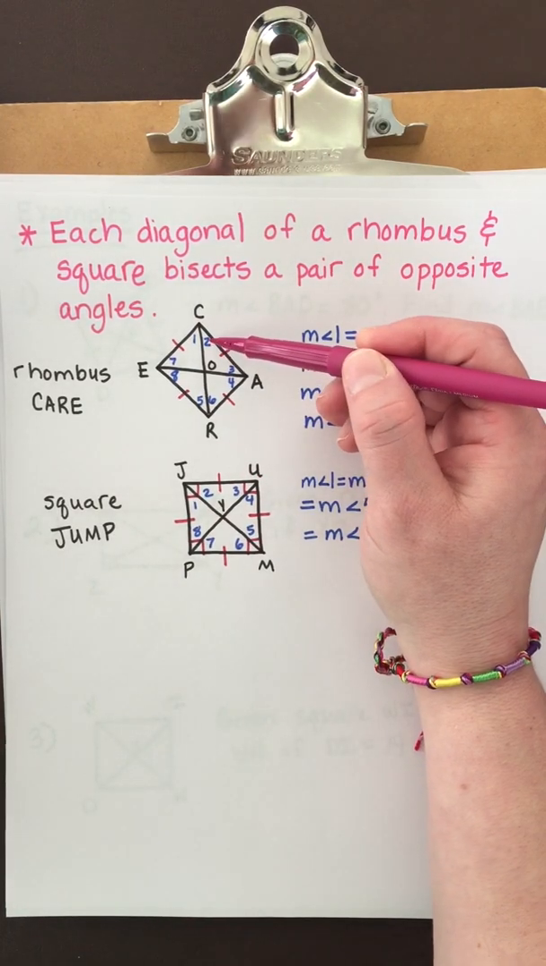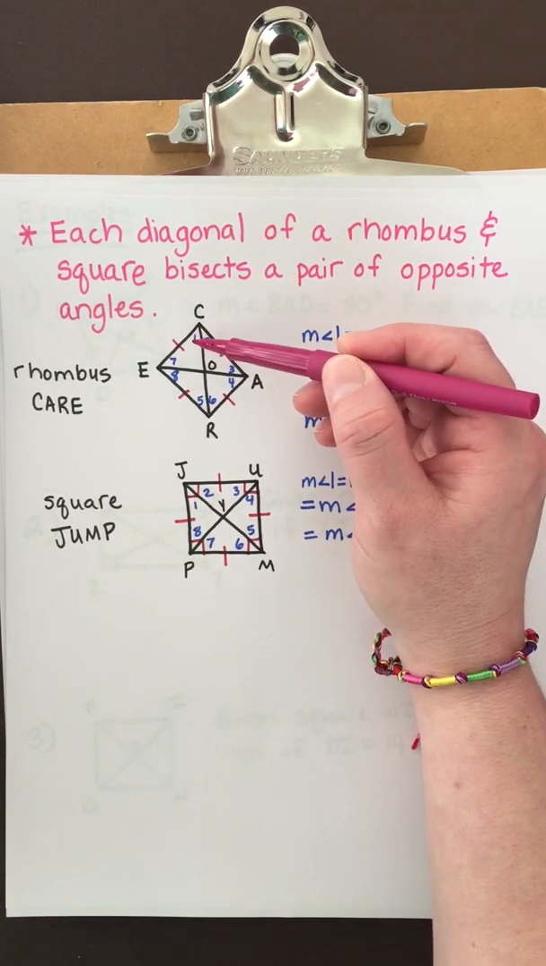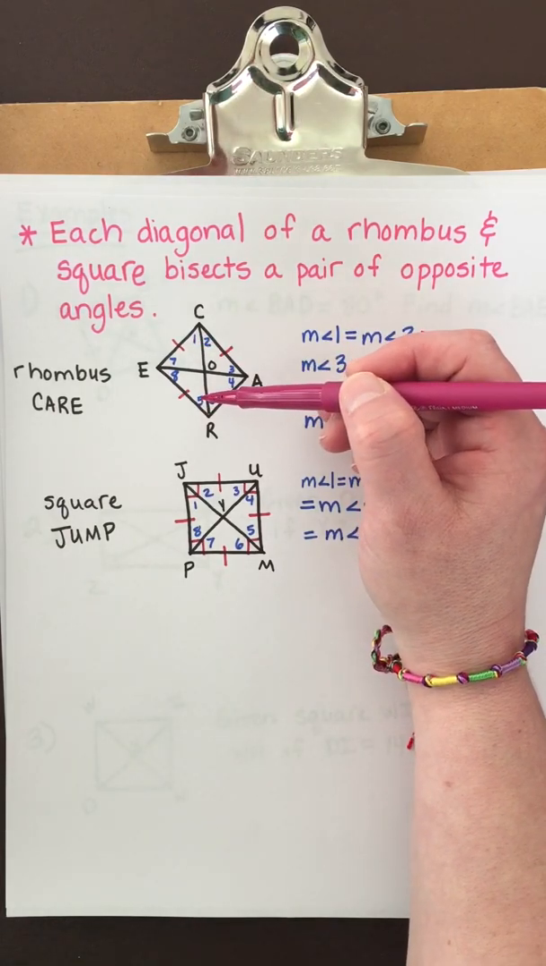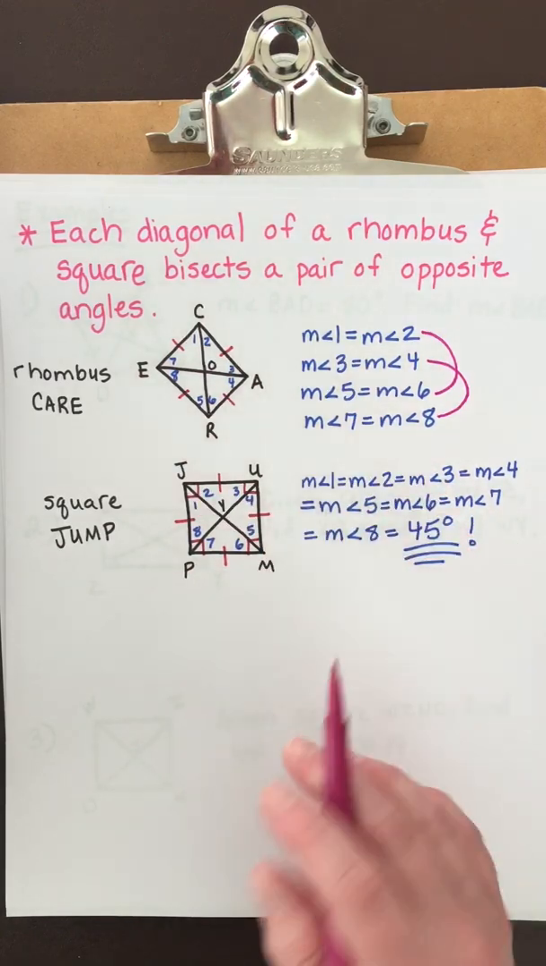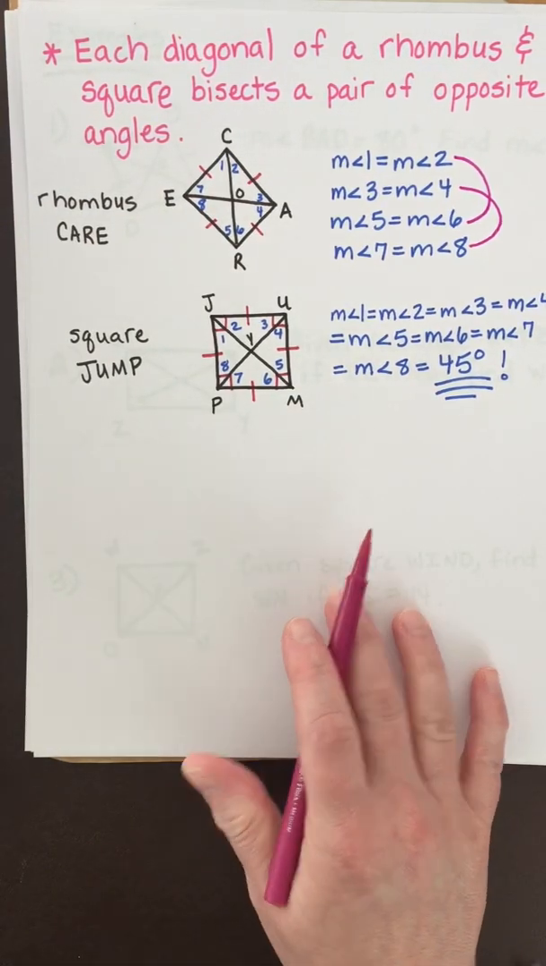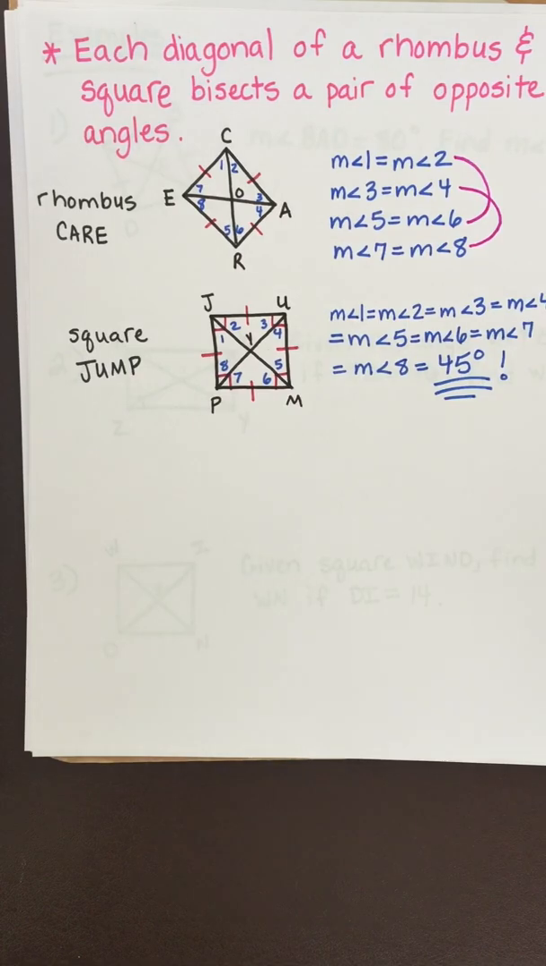So if angle 2 is 30 degrees, then angle 1 is 30 degrees. Angle 6 is 30 degrees. Angle 5 is 30 degrees. And so on. And because a square is also a rhombus, according to the quadrilateral family tree, the same is true for a square. But let's think about this.